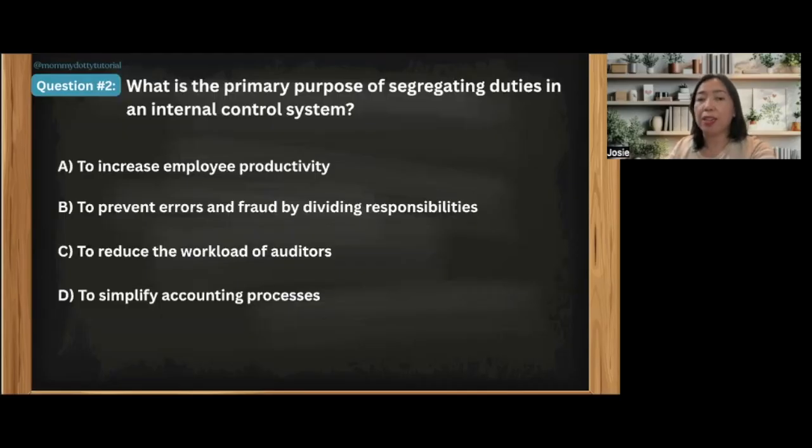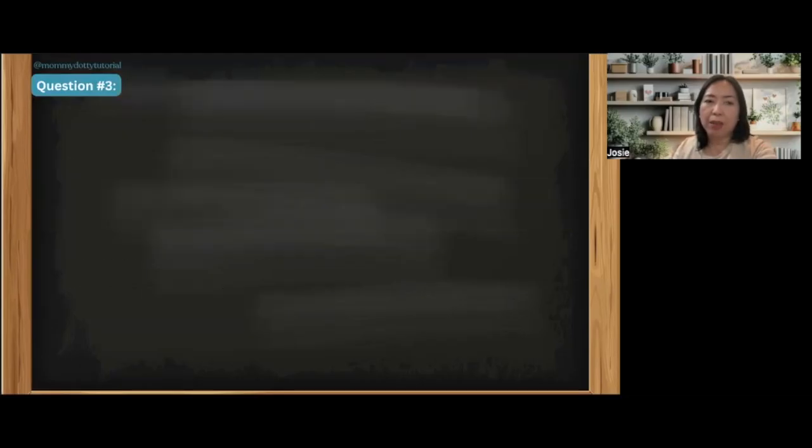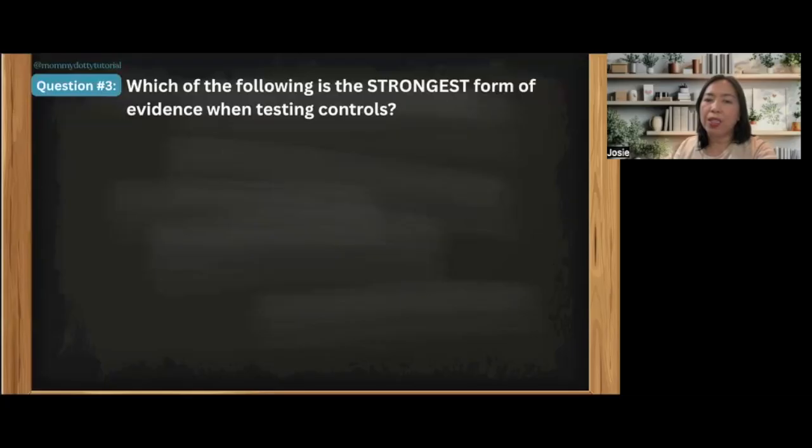The correct answer is letter B, to prevent errors and fraud by dividing responsibilities. So segregation of duties, all right, this is separating authorization, custody, record keeping. It ensures no single person can commit and conceal fraud. So this is a classic CPA exam concept. Definitely it will be there. All right, let's go to question number 3. Which of the following is the strongest form of evidence when testing controls?